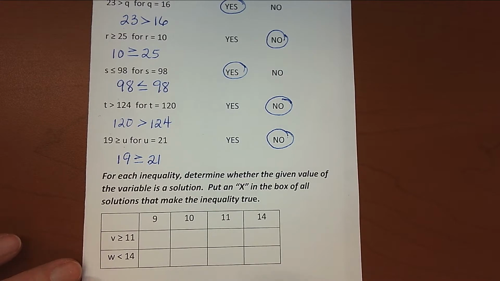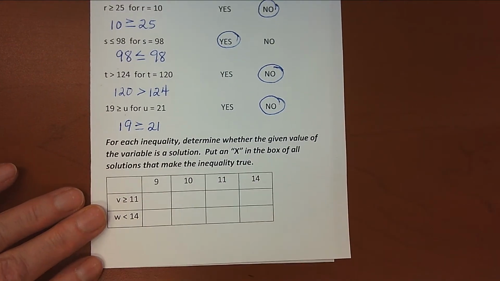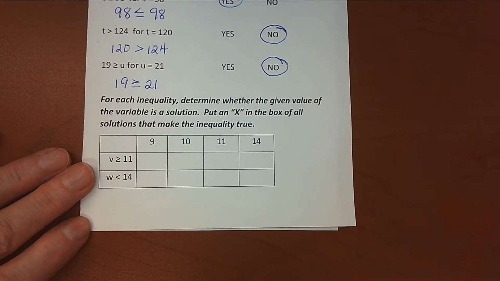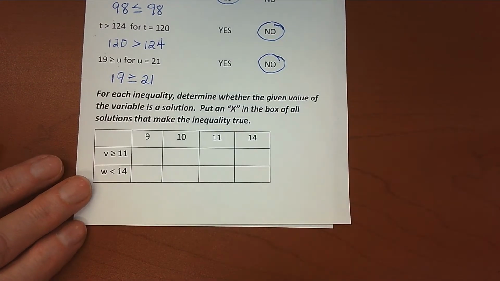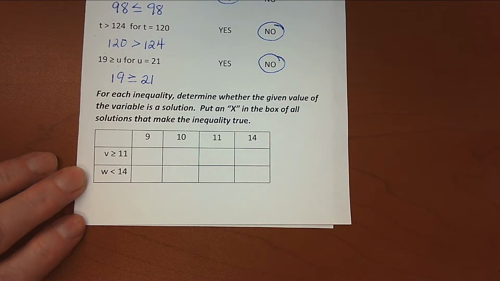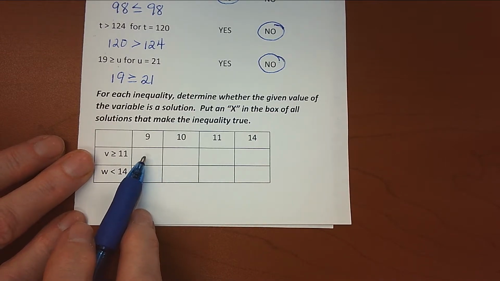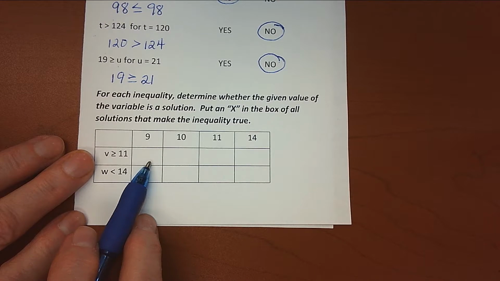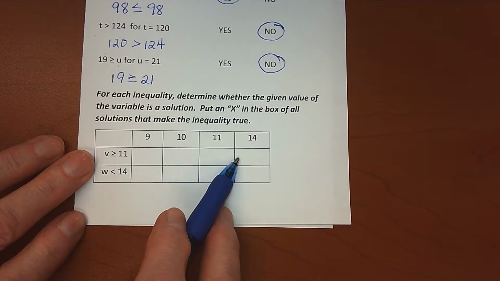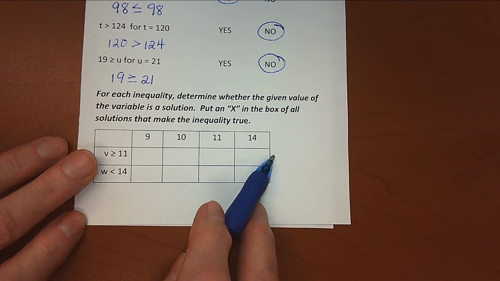Okay, then on the bottom, for each inequality, determine whether the given value of the variable is the solution. Put an X in the box of all the solutions that make the inequality true. So now, just like we did with some of our other work, we've got a chart here, and we're going to check each one of these numbers to see if they're true or not. And if they do make the statement true, we'll put an X in the box.